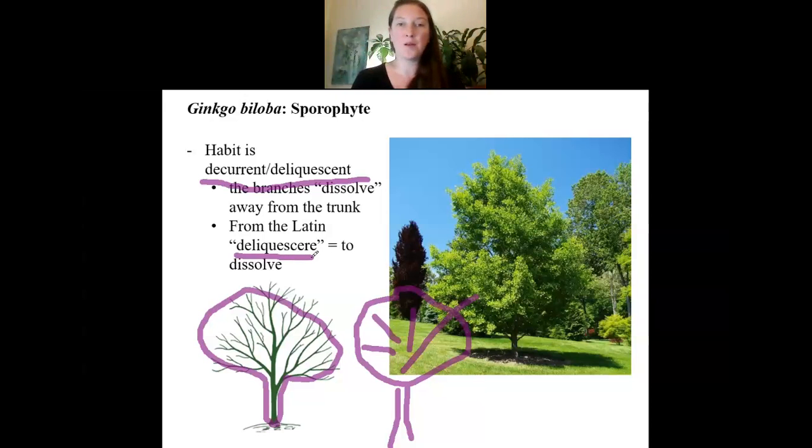The person who used to teach this class, Dr. Casper, he used to say things like, if I'm having a drink on a hot day and I put ice inside, I watch it deliquesce away, things like that. So I prefer deliquescent because I think it's a pretty word. Decurrent is also fine.